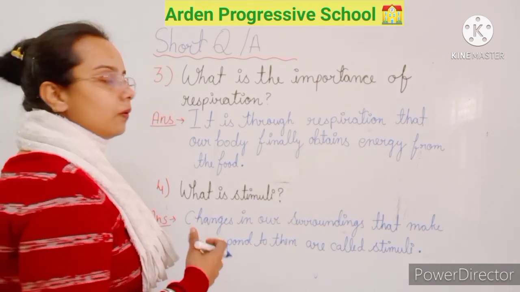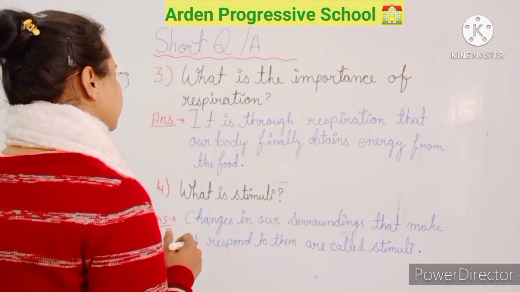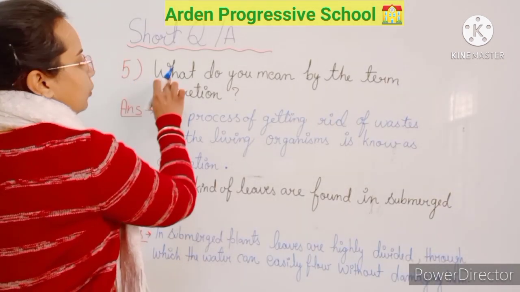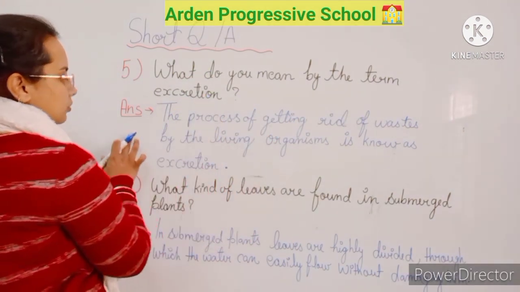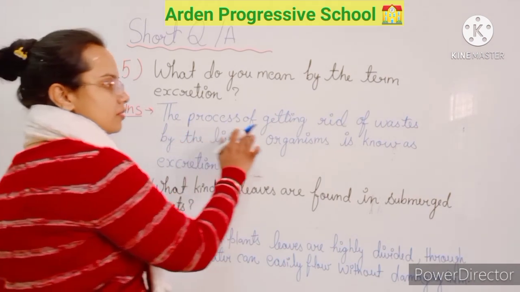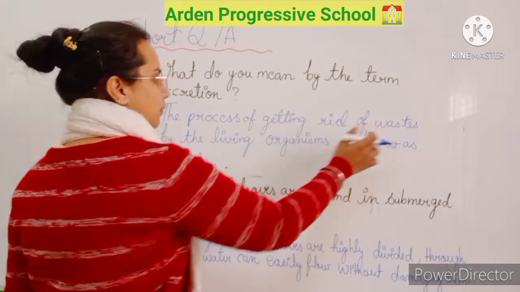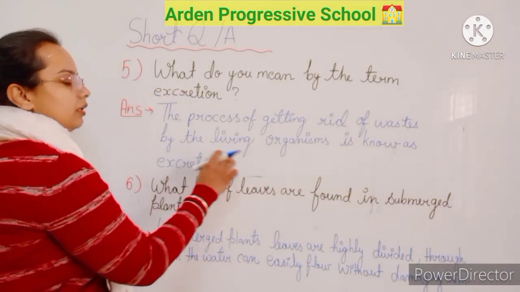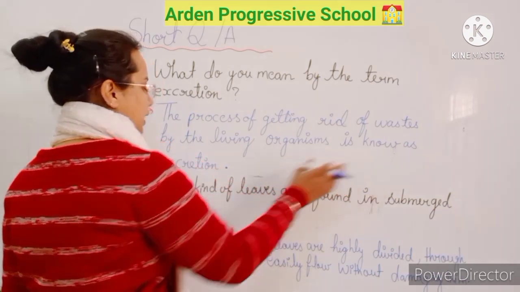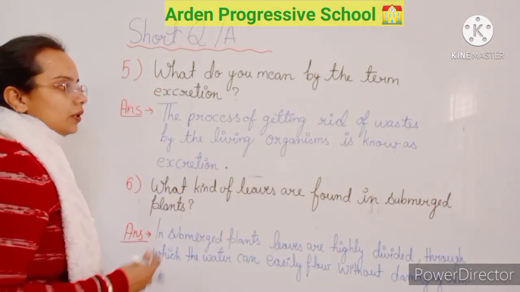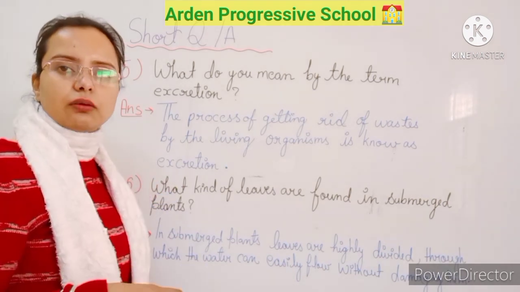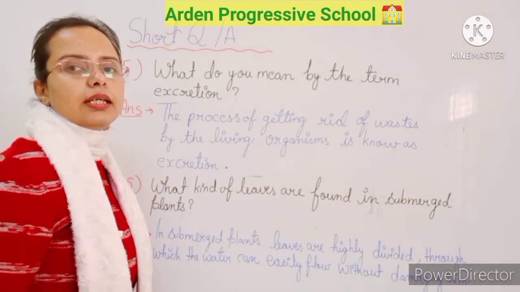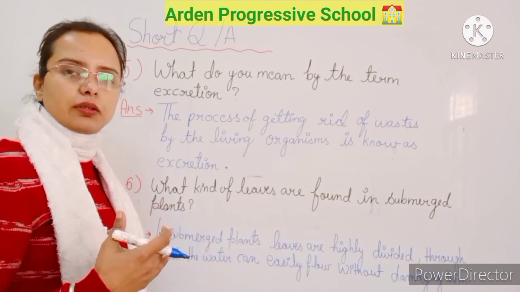Okay, now the next question is question number 5. What do you mean by the term excretion? So the answer is the process of getting rid of waste by living organisms is known as excretion. When the waste materials are removed from the body, that is known as excretion.